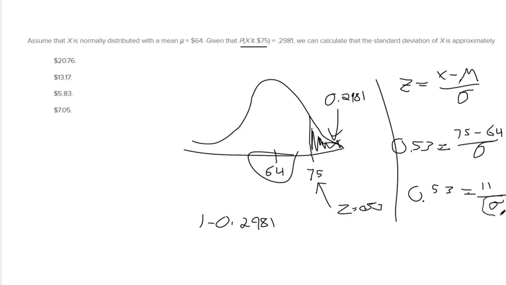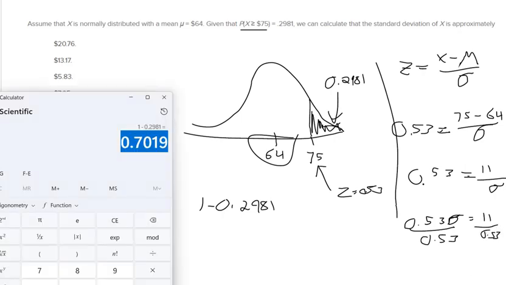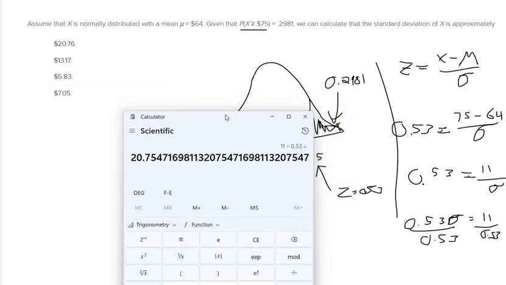And then if I need to get sigma by itself, I can't get it if it's in the denominator. So I'm going to multiply both sides of the equation by sigma, because that makes sigma cancel out on the bottom when I multiply this side by sigma. And now sigma is out of the denominator. Now I can solve by doing the opposite of times 0.53. I can divide both sides by 0.53. So we get 11 divided by 0.53. Approximately 20.76 is what I got.